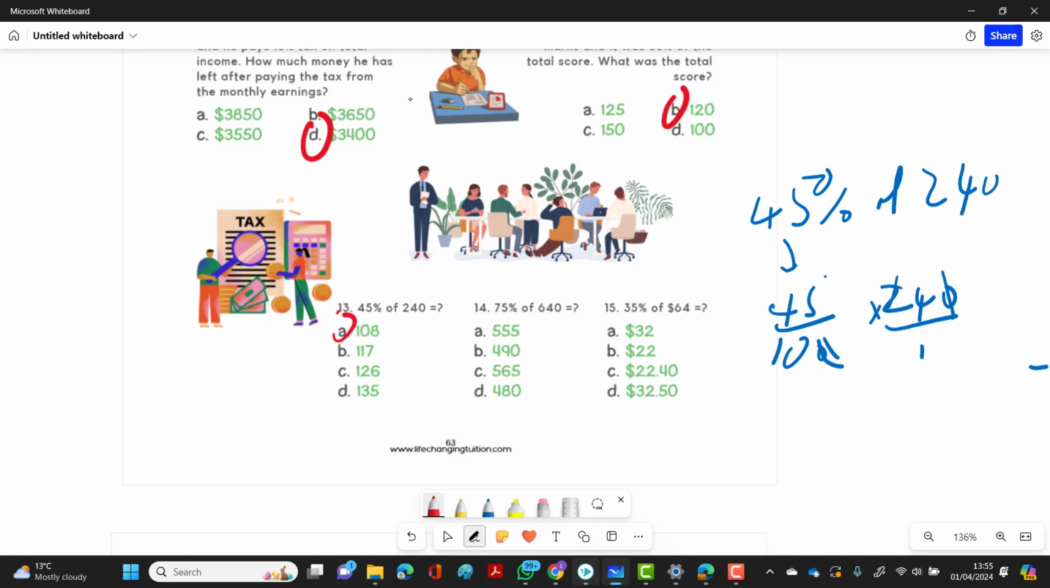Same thing here, 75%. So I'm not going to go through that because let's see, you do 75 over 100 times 640. So the answer should be 480. 14 should be D. And 35%, again, same, 35 over 100 times 64. Times 64, sends 22.40. 15 should be C.